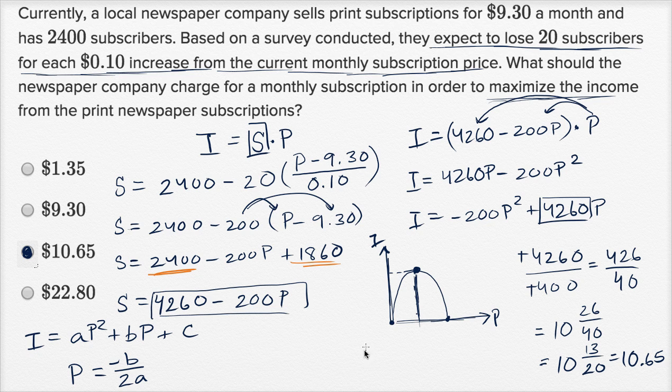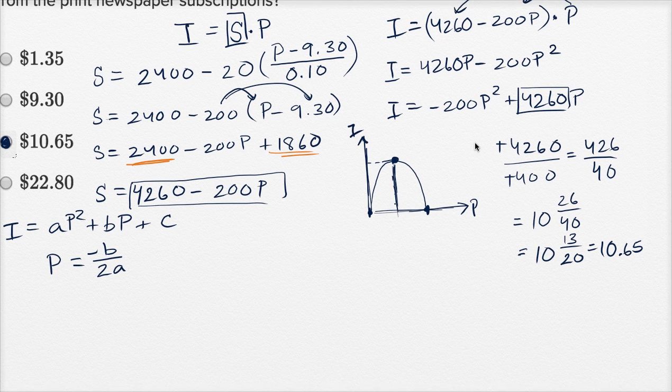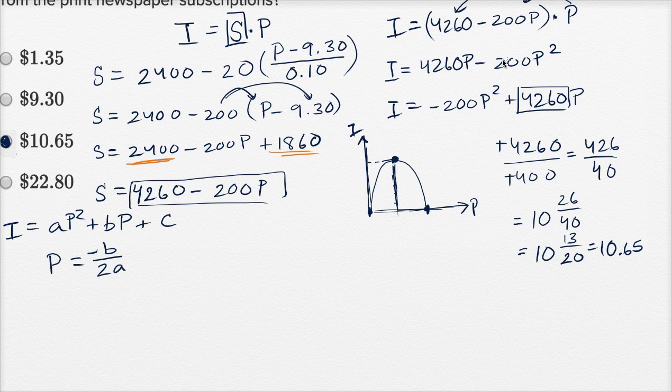Another way we could have done it is we could figure out what are the p-values that get us to 0 income. And then the one that's halfway in between those two is going to be where we hit our maximum. Halfway between your two roots is when you hit the maximum point. So that's another way that you could tackle that, just by looking at this original one. You could say, well, when does this thing equal 0? So when does 4260p minus 200p squared equal 0?